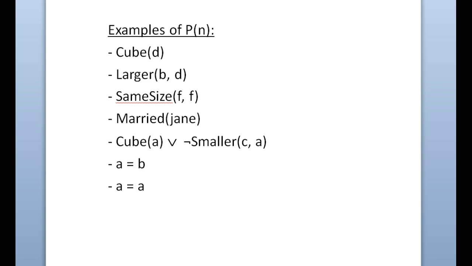Second one, Larger(b, d). Okay, that contains two names, b and d, so either one of them could be applicable depending on what the second premise of the rule is, like depending on what the identity statement is that we're going to use.